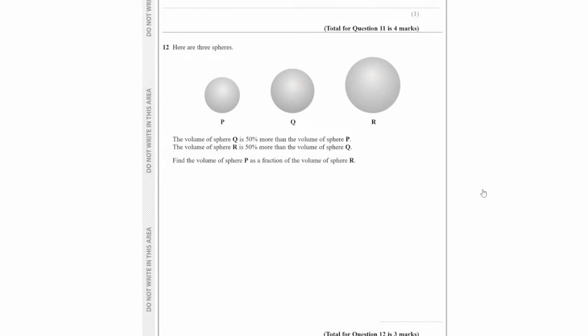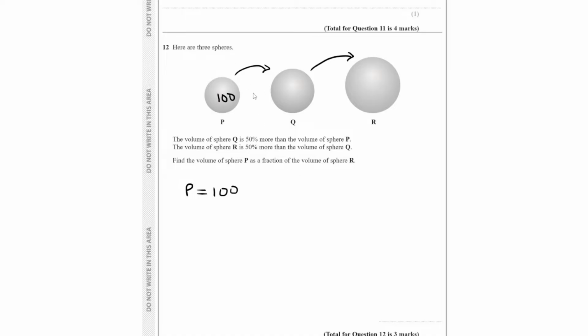Okay, question 12. So here are three spheres. The volume of sphere Q is 50% more than the volume of sphere P, and then R is again another 50% more than Q. Find the volume of the sphere P as a fraction of the volume of sphere R. Now we don't have numbers, so you can either use multipliers or numbers. You said in the comments you've made P 100%. That's exactly what I would do. When you're not given numbers and they've got fractions or percentages, I tend to use 100 as my base number. So let's say that P is 100, or as you said, 100%.